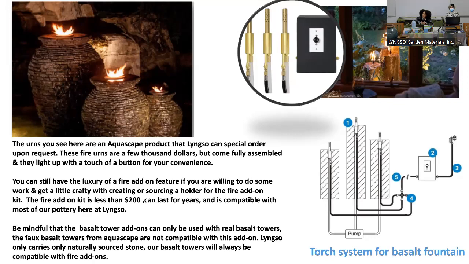And what you'll see on the right here is the torch system for the basalt fountain. This is something provided by Aquascape where you can buy it in a set of 3 or singular. These would have to be installed at the time of installation. It'd be very difficult to add these after you already installed your fountains and they're already set up.